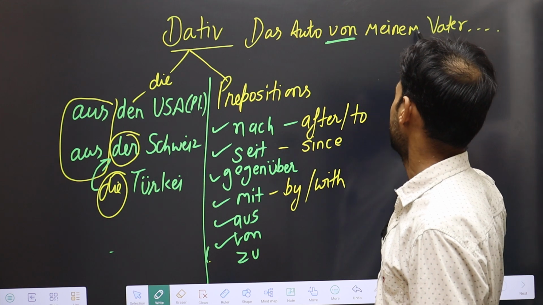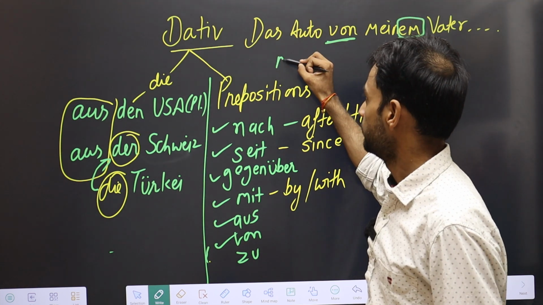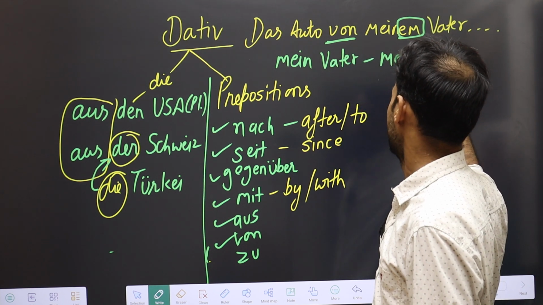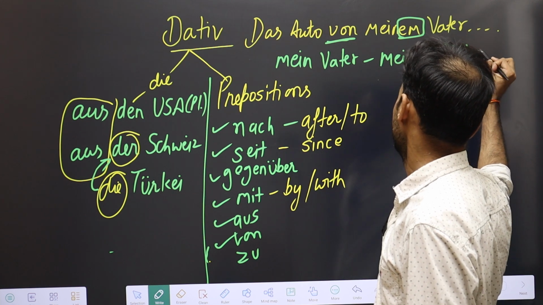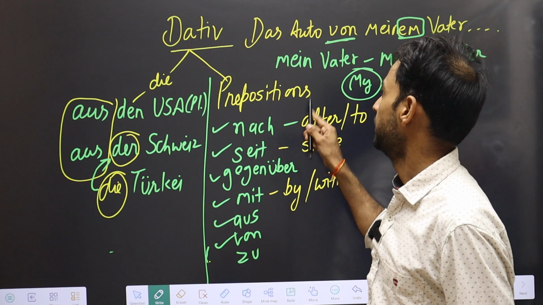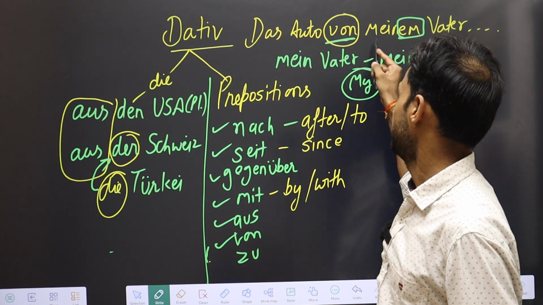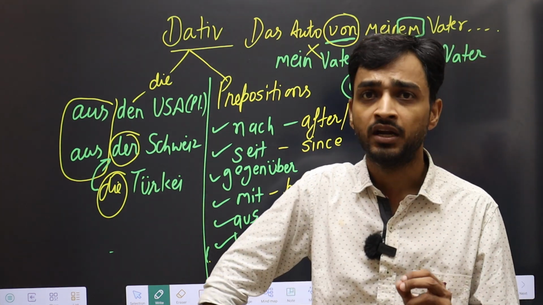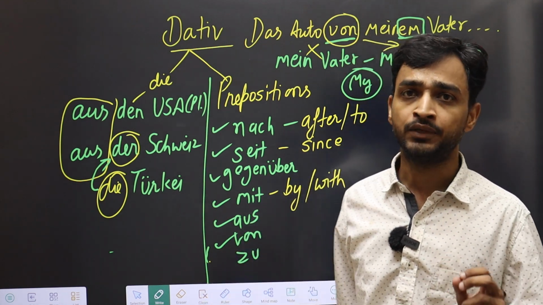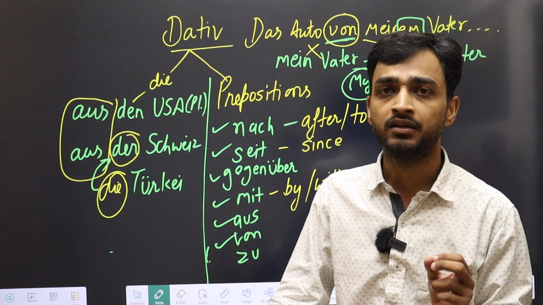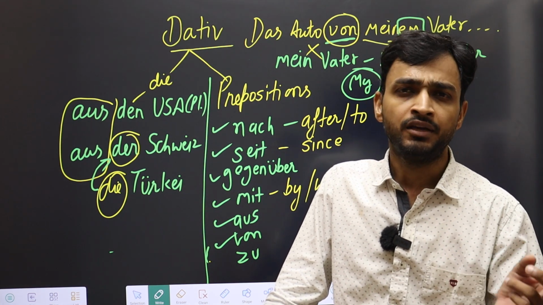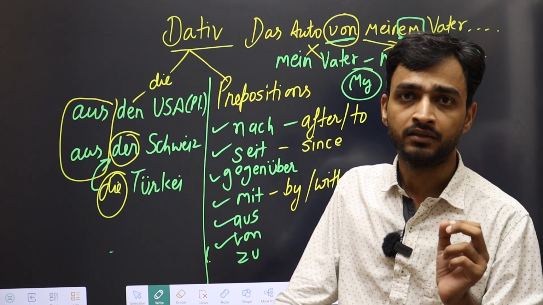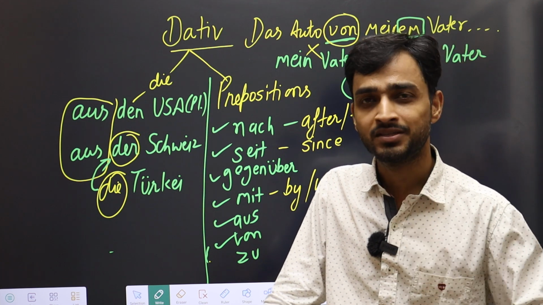So das Auto von meinem Vater. Here von, that is why we have put em, meinem. Normally mein Vater means my father, but I have written meinem Vater. Both mean my father. It means my, but since it is the use of von, we have to write meinem. Mein is wrong here. So if we are using a dative preposition or dative verb, we need to be careful with the ending, whether it is a possessive article, definite article, indefinite article or personal pronoun, we need to write the suitable word for that. This is very, very important. I hope you understand this much.